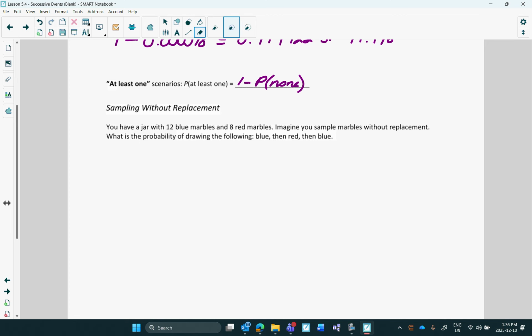We've got a jar with 12 blue marbles and 8 red marbles. We're going to sample without replacement, which means as soon as we draw one out, we're keeping it out. So I want to find the probability that we drew a blue, kept it out, then drew a red, kept that out, and then drew a blue again. So again, you should be thinking blue and red and blue. And when I keep saying the word and, it's multiply.